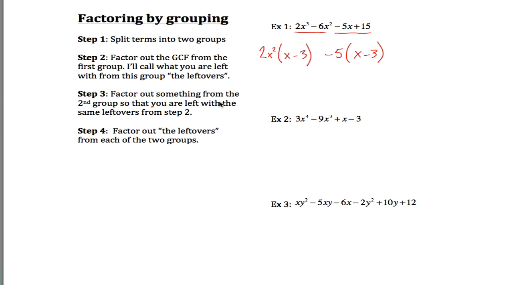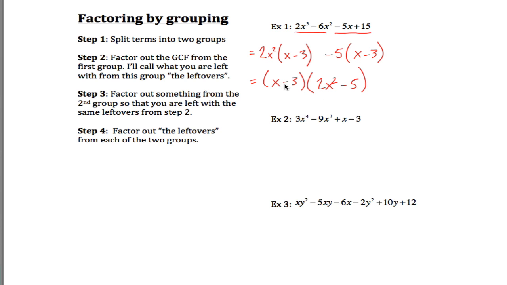In step 4, all you have to do is think about this like it were two terms. Here's one term over here, and here's the other term over there. Each of these terms has an x minus 3 in it. So if they both have an x minus 3, we can factor out that x minus 3. I can pull out the x minus 3 from this term, and I'll be left with just 2x squared. I can pull out the x minus 3 from this term, and I'll be left with just negative 5. So what I've done is I've factored this original polynomial into this form here.